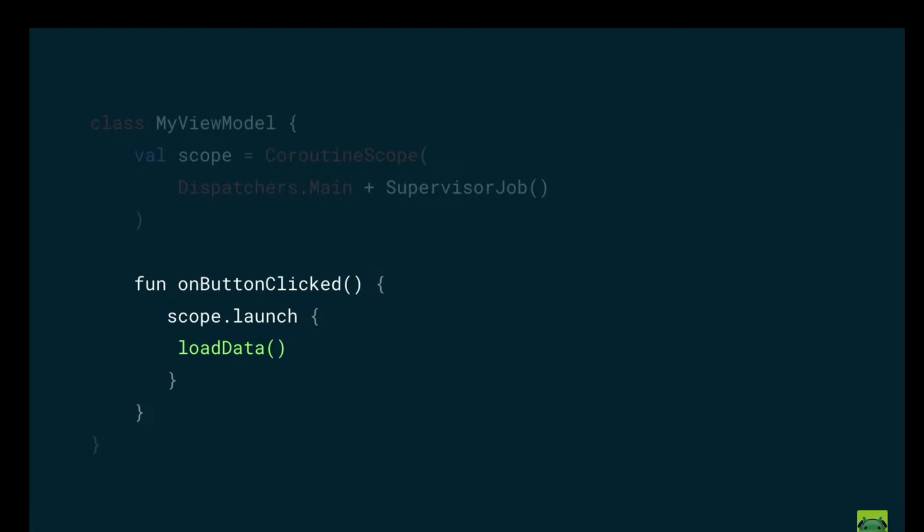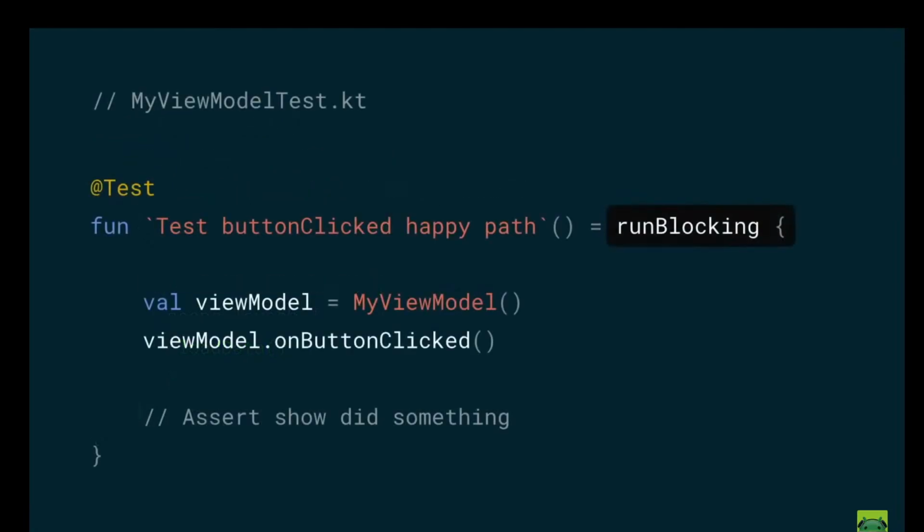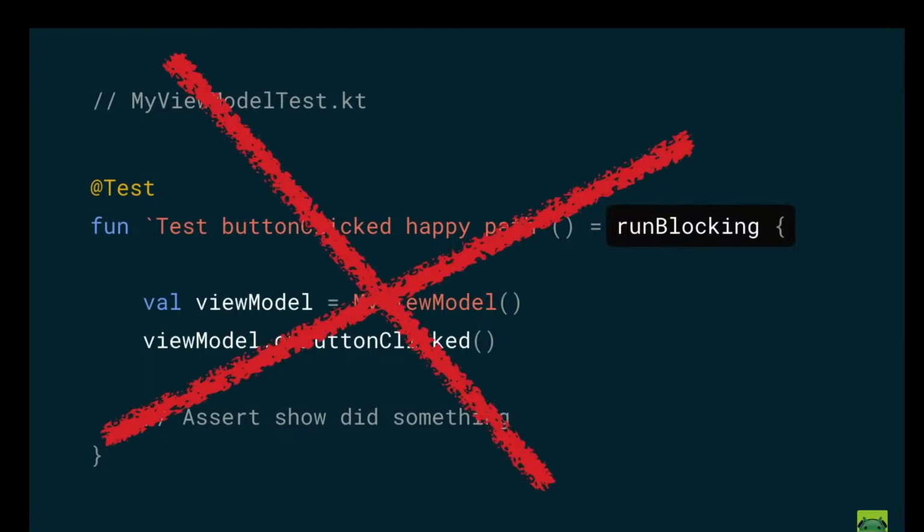Can we use the same way as we did before, run blocking? Well, if we think about it, whenever you call on button clicked, it is gonna run a new coroutine. And that coroutine might be potentially running on a different thread. And so it is gonna happen asynchronously. So on button clicked, it's gonna call launch, and it's gonna move on. It's gonna end the function. So whenever you call assert, it might be happening that the other coroutine is still running. Therefore, it's not reliable. You cannot use it.